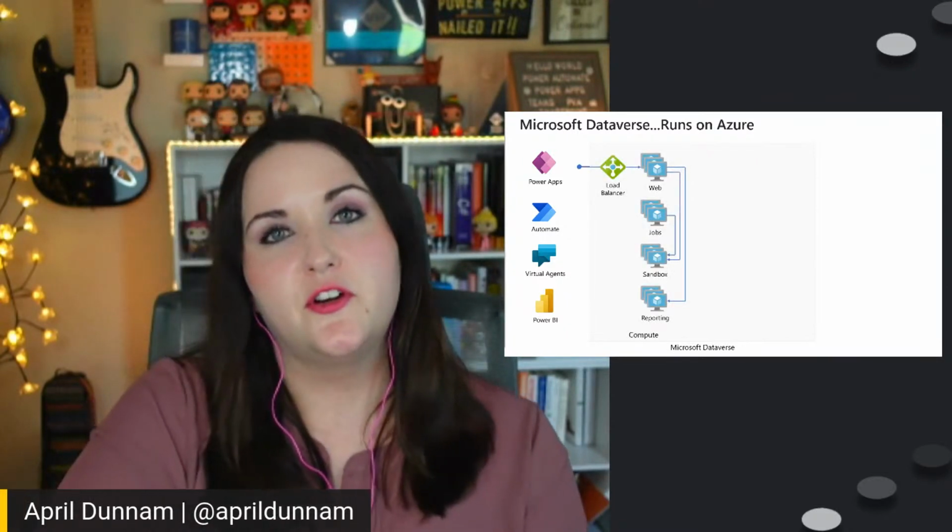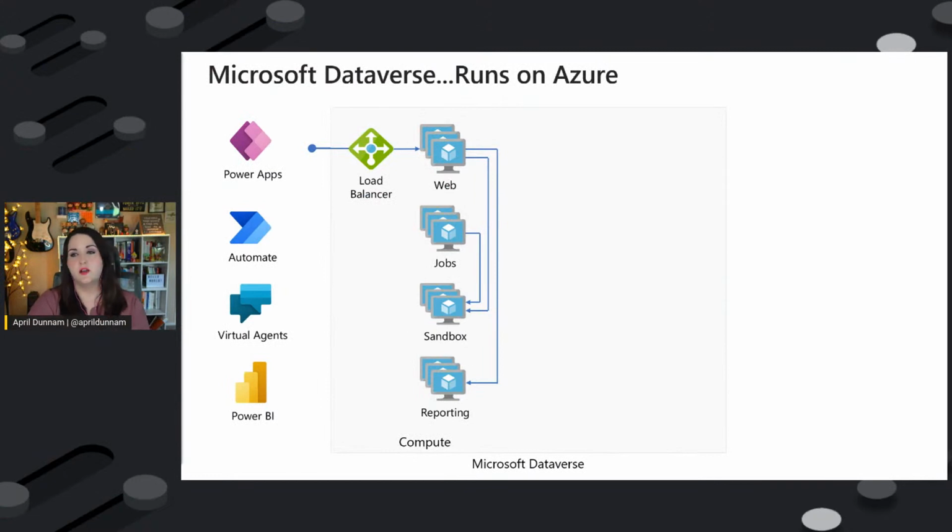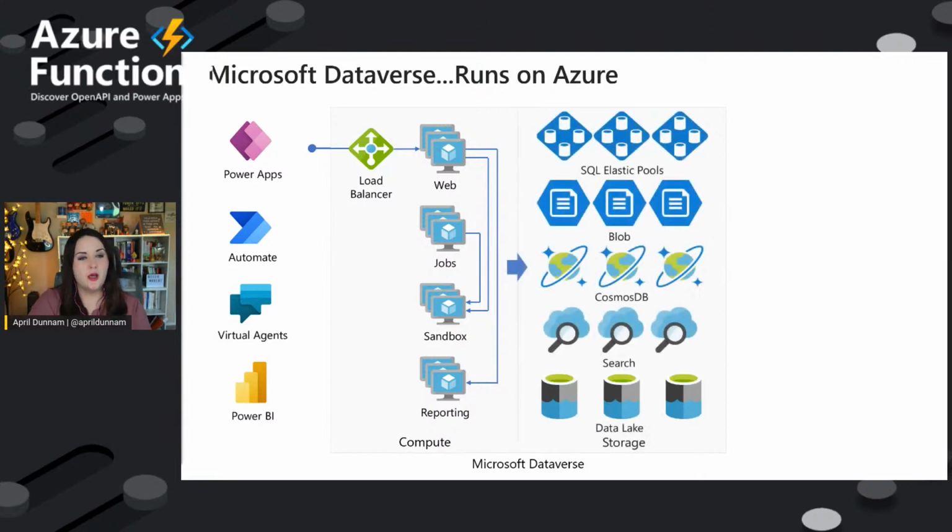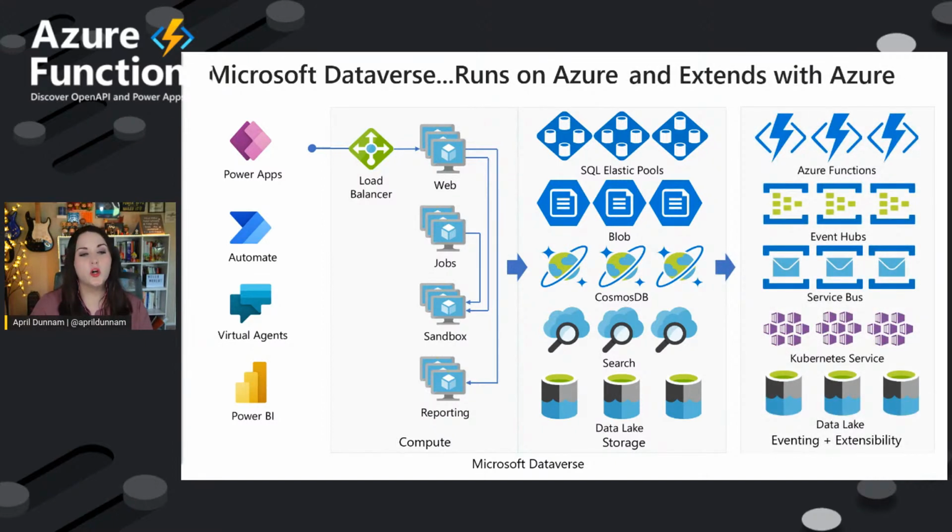But it uses a load balancer behind the scenes to scale the requests across several compute services, such as those for handling OData requests and Azure Jobs for asynchronous work, all of that stuff. And then it supports a variety of storage as well. So we can pull data into the Dataverse and put it out. It supports everything from relational data like SQL, to blob storage for images and files, to Cosmos for non-relational data, and data lake for big data. So all of that is supported within Dataverse. And of course, we can extend it with things like Azure Functions, Event Hubs, Service Bus, Kubernetes, and all of that.